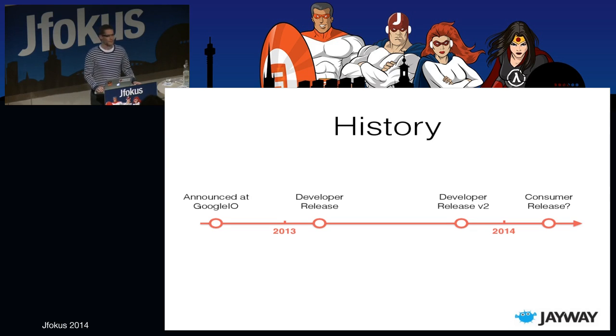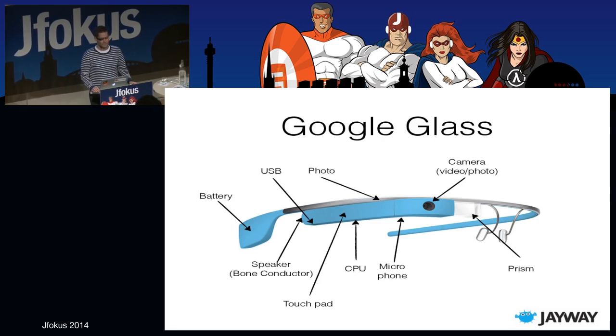A little bit about the history. Google Glass was announced at Google I/O in 2012. In 2013, Google started shipping the devices. And at the end of 2013, there was a new release, new glasses. And we're expecting, or perhaps hoping, more hoping than expecting, that there will be a consumer release in the beginning of 2014.